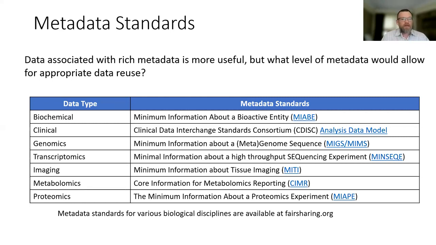Just listed here is that while this is a bit nascent, metadata standards are beginning to form for a lot of different commonly shared data types, including biochemical, clinical, genomics, transcriptomics, imaging, metabolomics, and proteomics data types. On the right side of the table here, I'm sharing some of the standards that you'll find if you're trying to adhere to best practices for sharing metadata. The best way to think about these standards is as a way of understanding the minimal information I need to share along with my data, so that data can be reused by others downstream. Next slide.